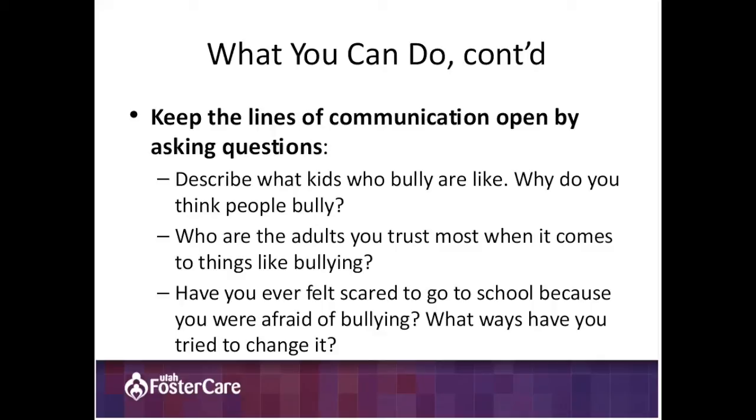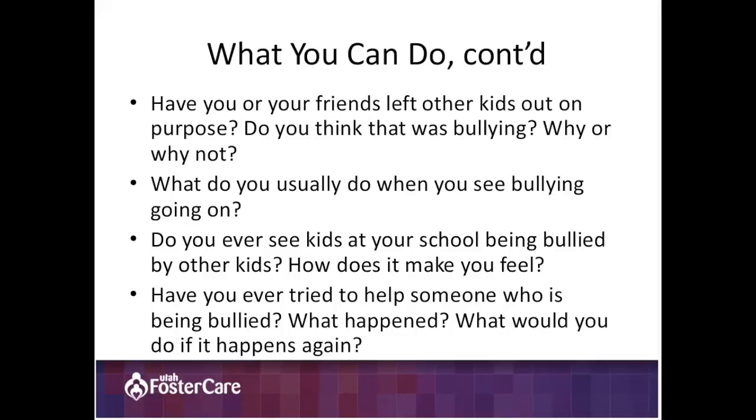You can also ask them what they usually do when they see bullying going on. This is going to be a really good indicator for you to know which group your child fits in that bullying system. Ask them if they ever see kids at their school being bullied by other kids and how it makes them feel. And ask them if they've ever tried to help someone who's being bullied, what happened when they stepped in or afterwards when they approached the child that was victimized, and what they would do if it happens again. It helps them to put a plan into effect, which is some of the tips that we were talking about earlier. So there's more that you can do as well.